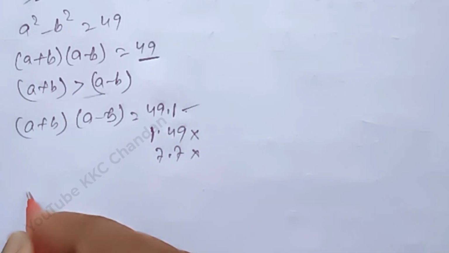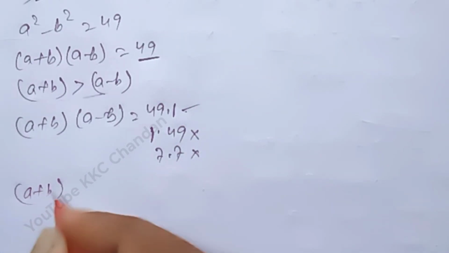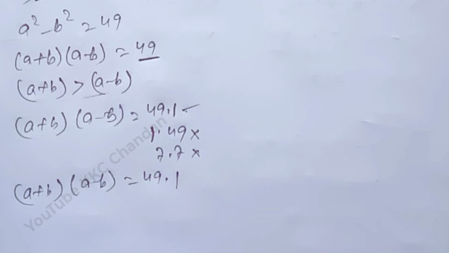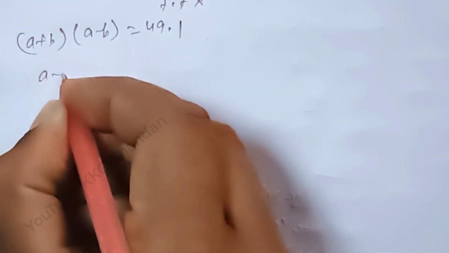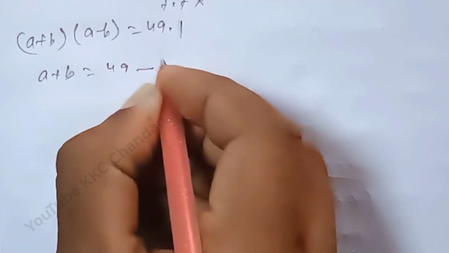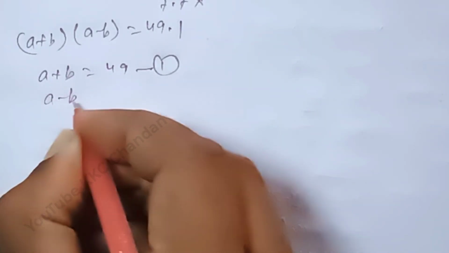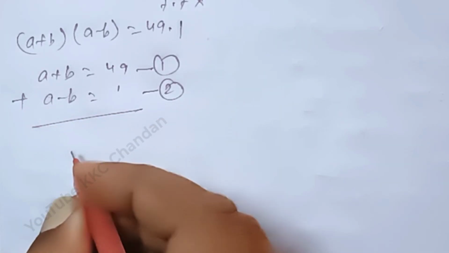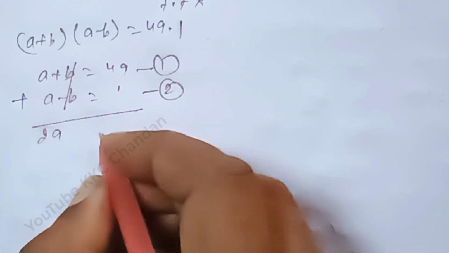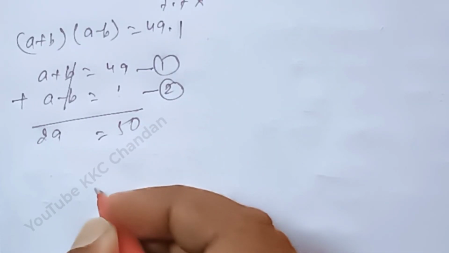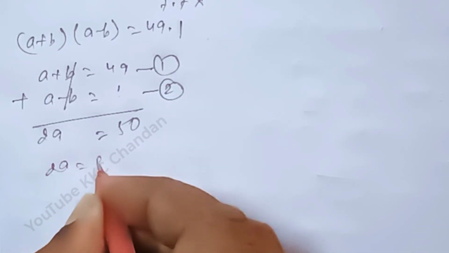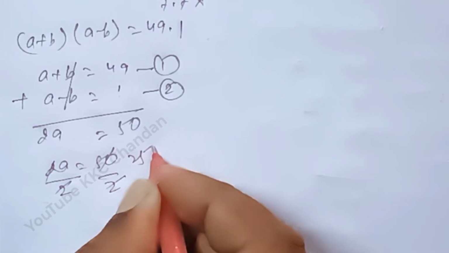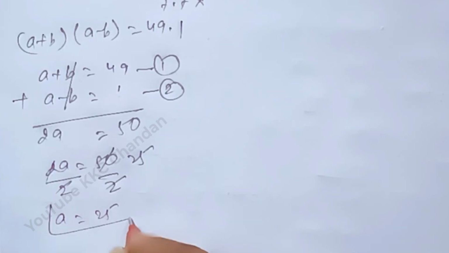First case: (a plus b) into (a minus b) is equal to 49 into 1. So a plus b is equal to 49, this is equation 1. a minus b is equal to 1, this is equation number 2. Adding these, 2a plus 50, the b terms cancel. Both sides divided by 2, this will be 25. Therefore, a is equal to 25.